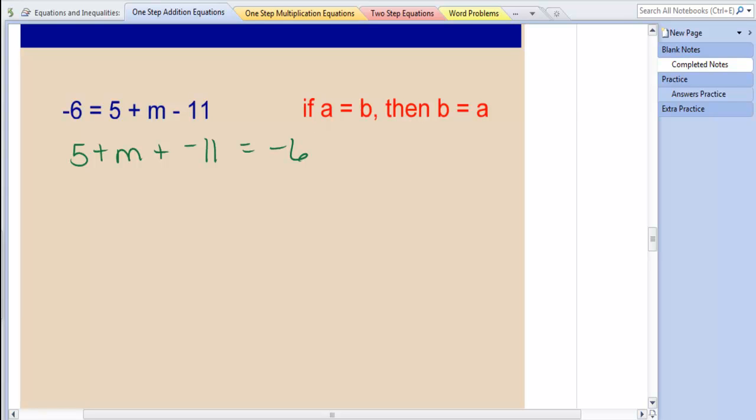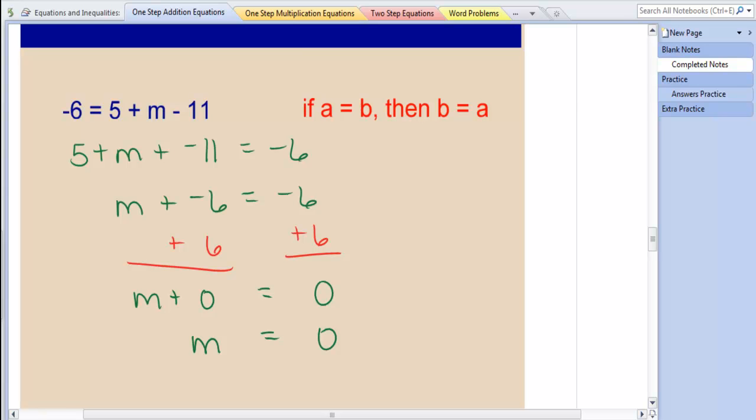So give this one a try. Let's see how you do. You should end up with m equals 0.